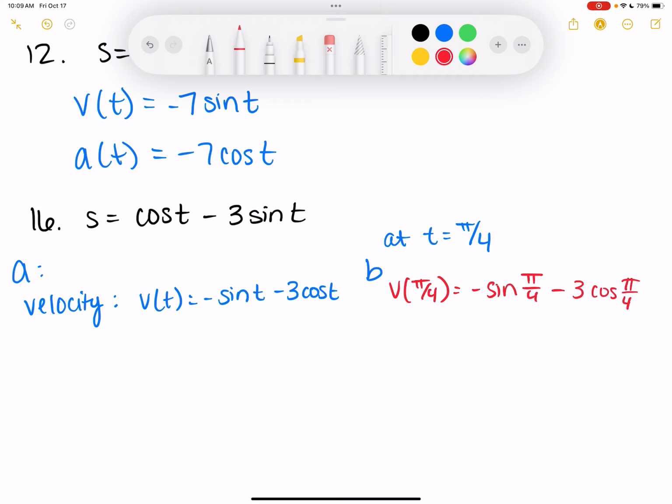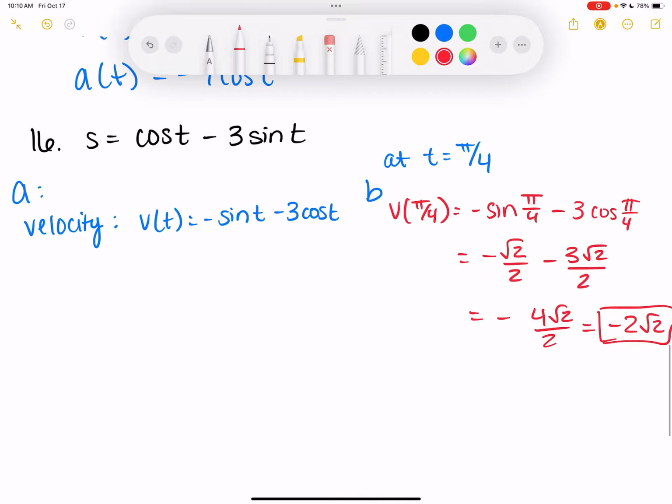Root 2 over 2. Yep. So since it's negative, sine will be negative root 2 over 2. And then what about cosine of pi over 4? Same. Yep. And then we've got the negative 3 there. So minus 3 root 2 over 2. So that ends up just giving us negative 4 root 2 over 2, which would just be negative 2 root 2 for velocity.